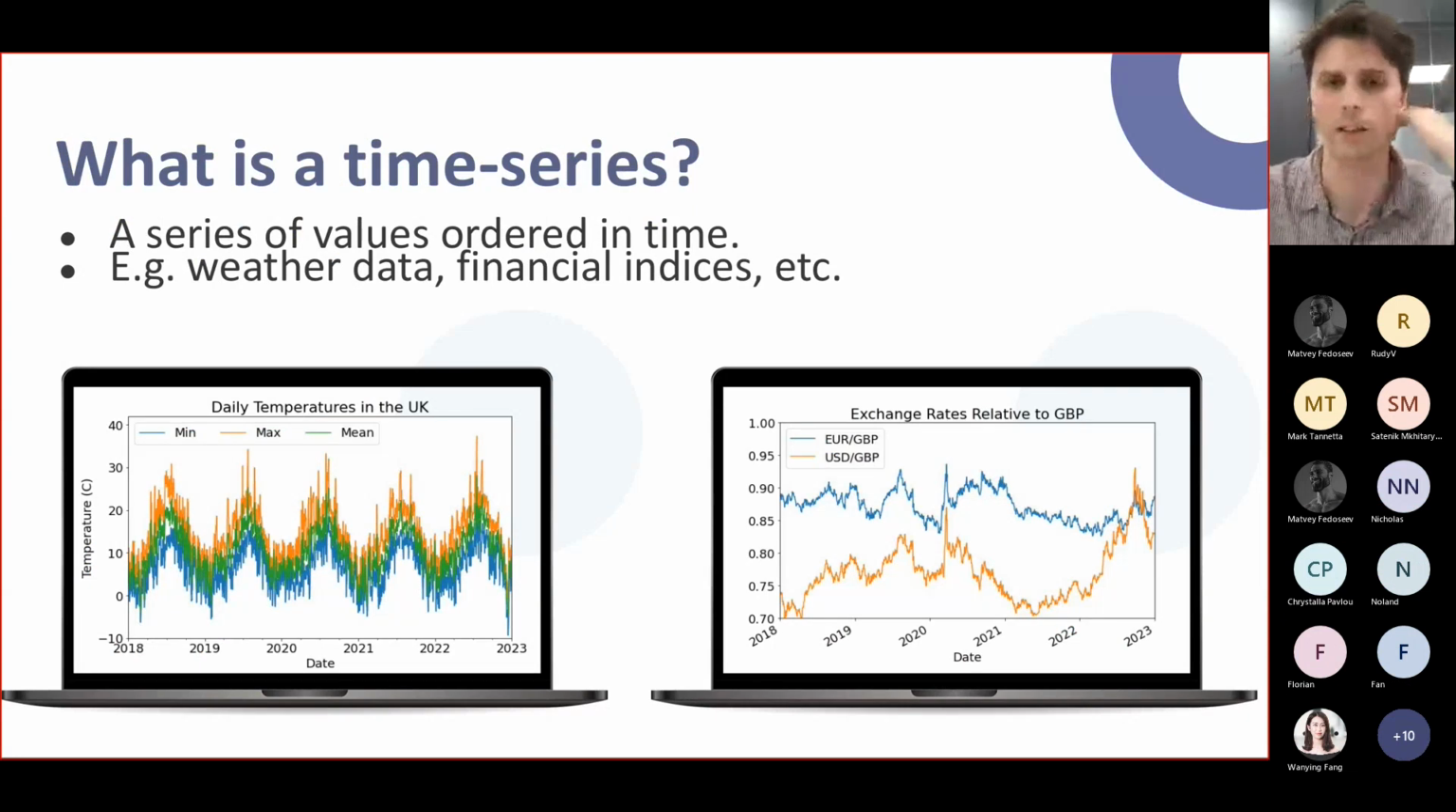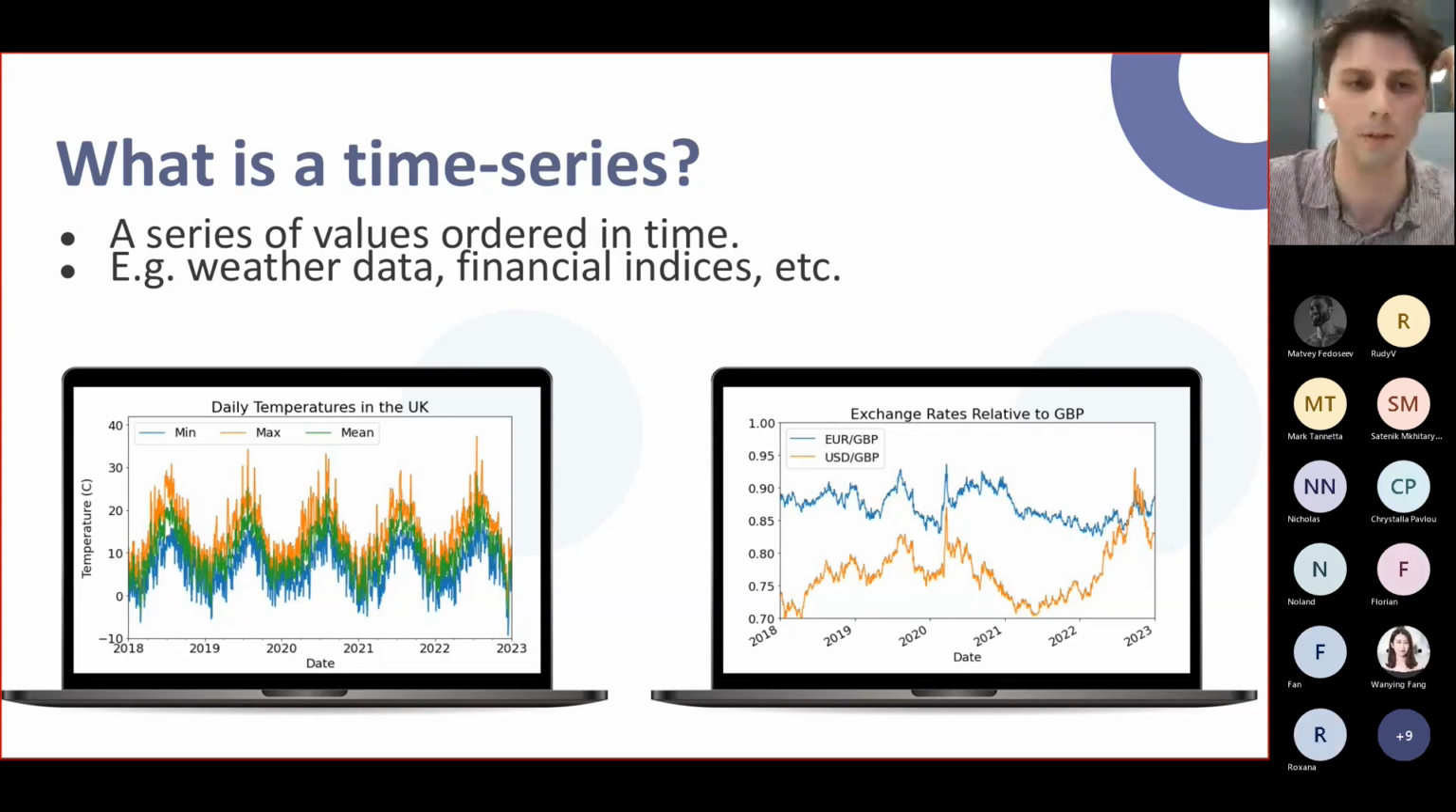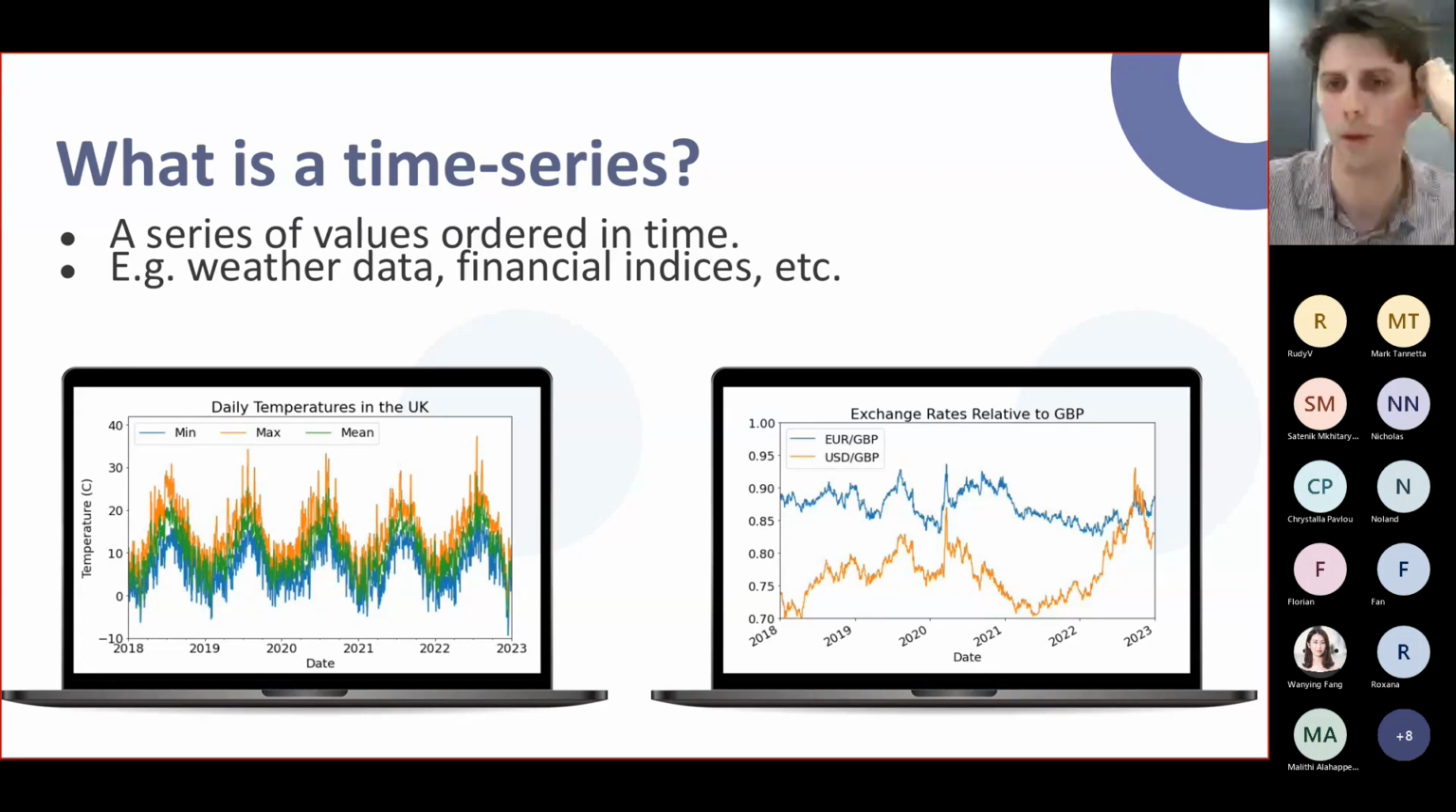Like I've shown here on the left-hand side, we have some daily temperatures from around the UK, the min, max, and mean over a 5-year period. And then on the right-hand side, we have some financial indices. We have exchange rates between various currencies and the pound, also over 5 years. But these are just 2 examples, and you can have almost anything else, any financial index or sales data, many things of interest, really.